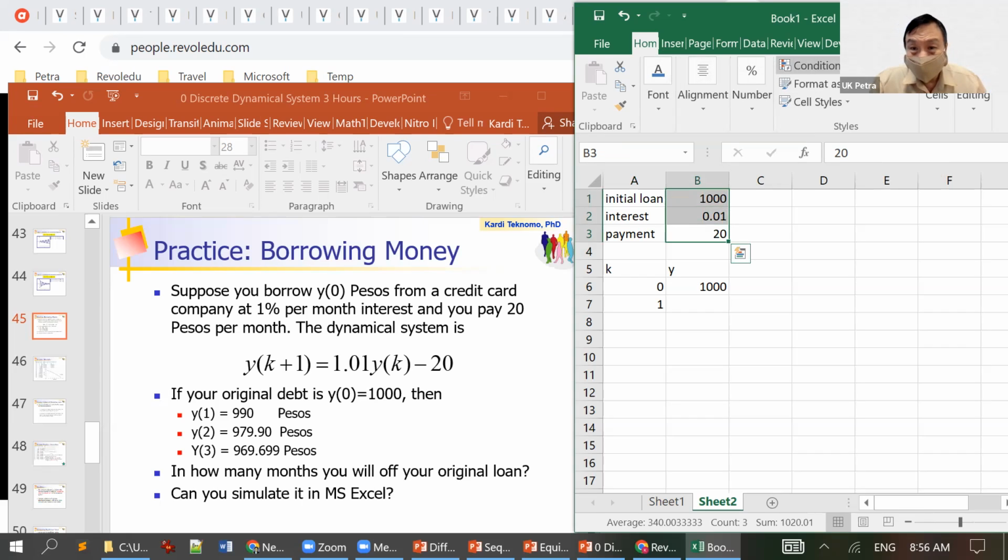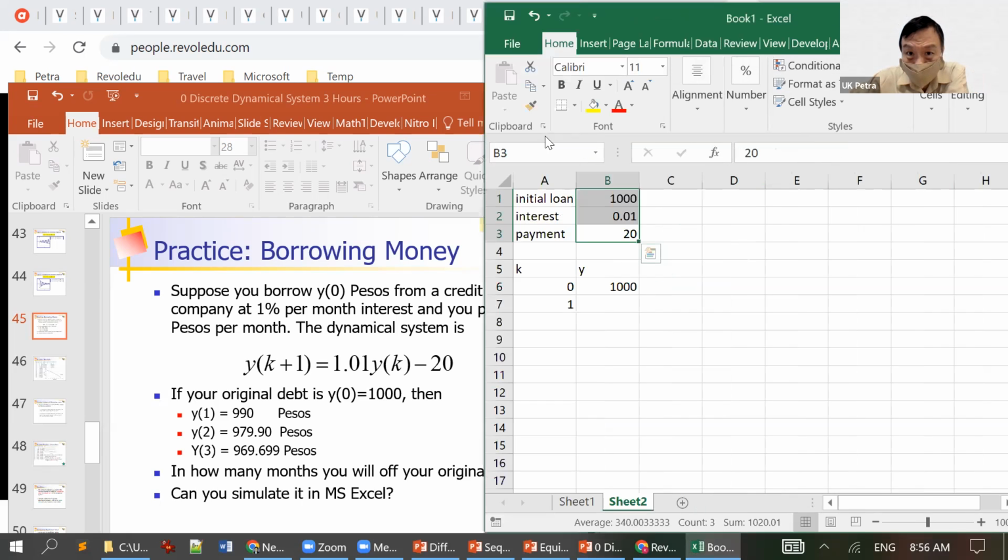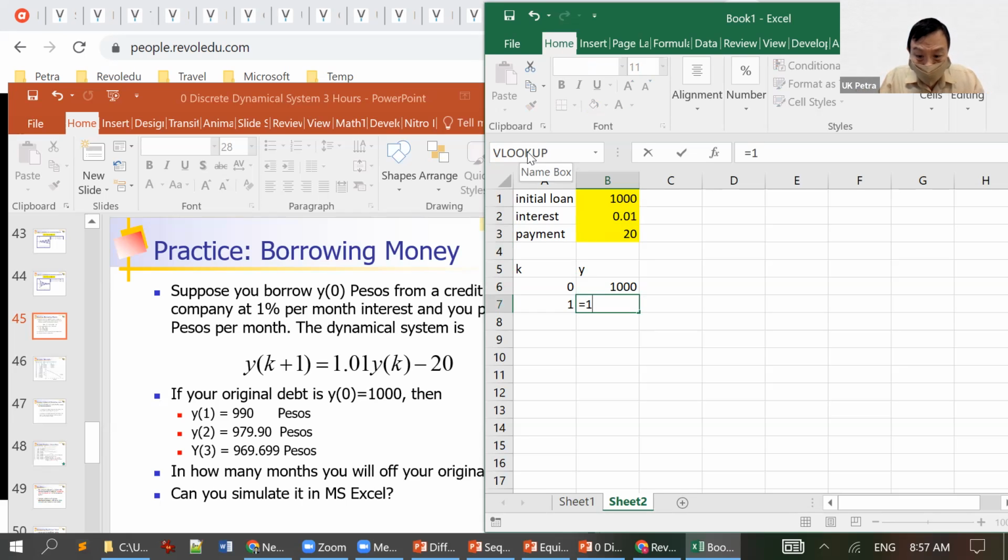How to make it yellow? There. So then this one is just the same as this one. So for interest, I will put this one. Interest is I underscore interest. And this is the payment, so I put the name here, payment. Right? So what is the value? 1 plus interest, is that correct? And then multiply by the earlier value, minus the payment. Okay, that's it.